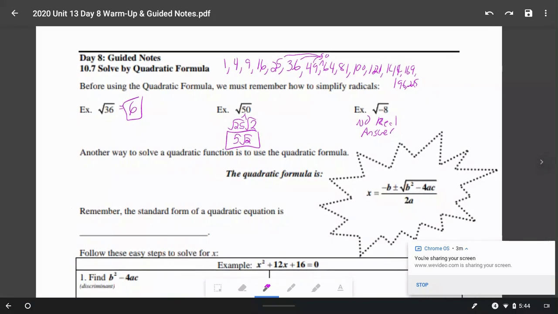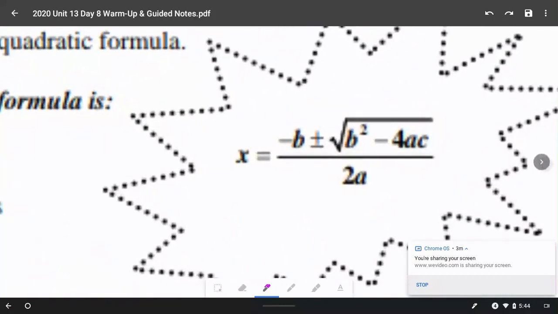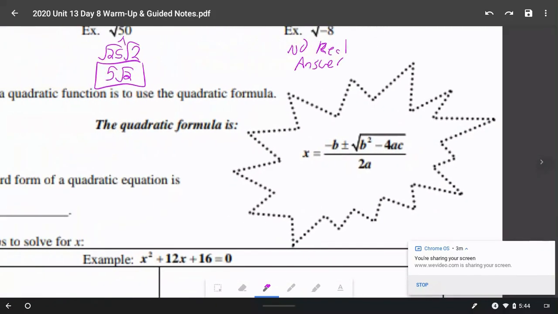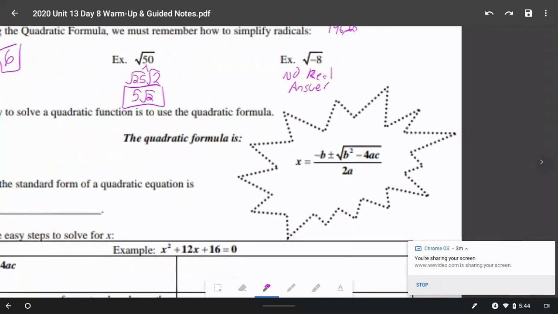All right, so what is this formula? If we zoom in on this formula right here, what does this mean? And why would we use it? So we have these letters here. We have a B, and we have an A, and we have a C.